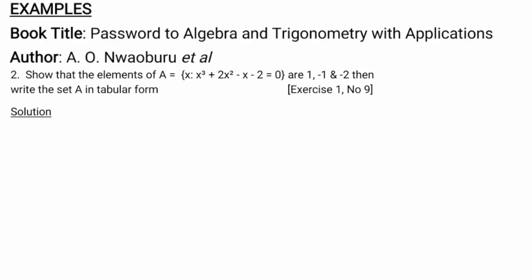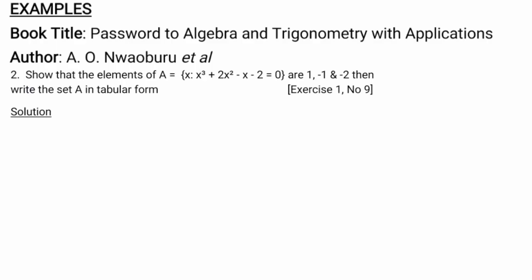Example number 2. That one is coming from number 9 of exercise 1 also. Another expression was given to us for the set A, and that's a cubic equation. For those who studied polynomials in secondary school, this will be way easier for you. They said we should show that the equation will provide 1, -1, and -2 as the elements of A, and we should also write it in tabular form.